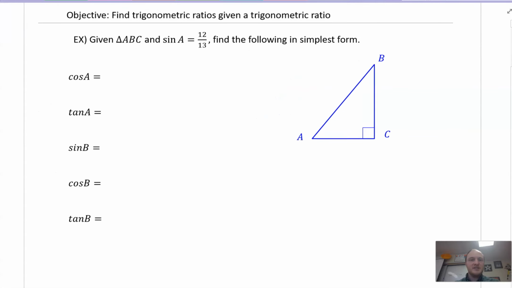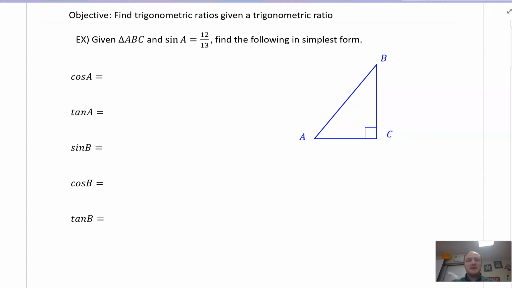Here's our first example. It says, given triangle ABC and sine of A equaling 12 over 13, find the following in simplest form. I know that sine is opposite over hypotenuse, and I'm going to write this here so I can remember. This is opposite, this is hypotenuse. What angle are we in? A, that's right here. The side that's opposite of A is right here. This is 12. The hypotenuse is always directly opposite the right angle, so this is 13.